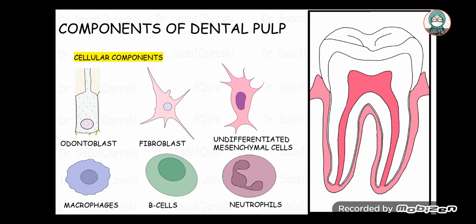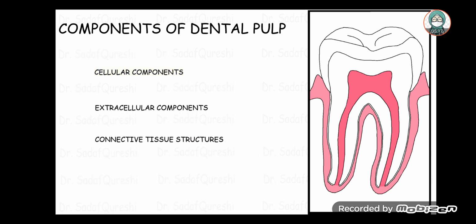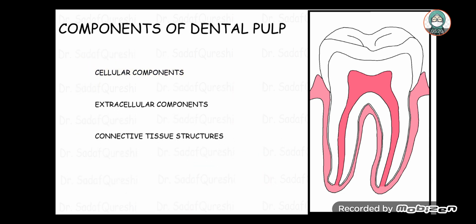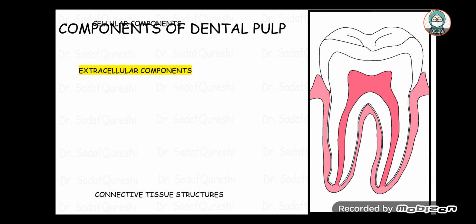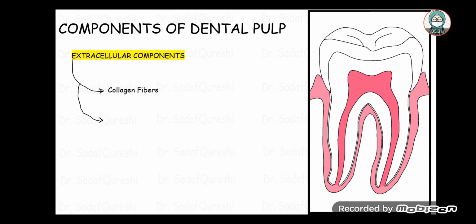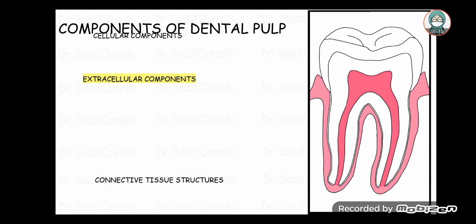So these are the cellular components of dental pulp, and as we know it has three main components: cellular components, extracellular component, and connective tissue structure. So now we are going to talk about extracellular component. And extracellular component of dental pulp includes collagen fibers and ground substance.